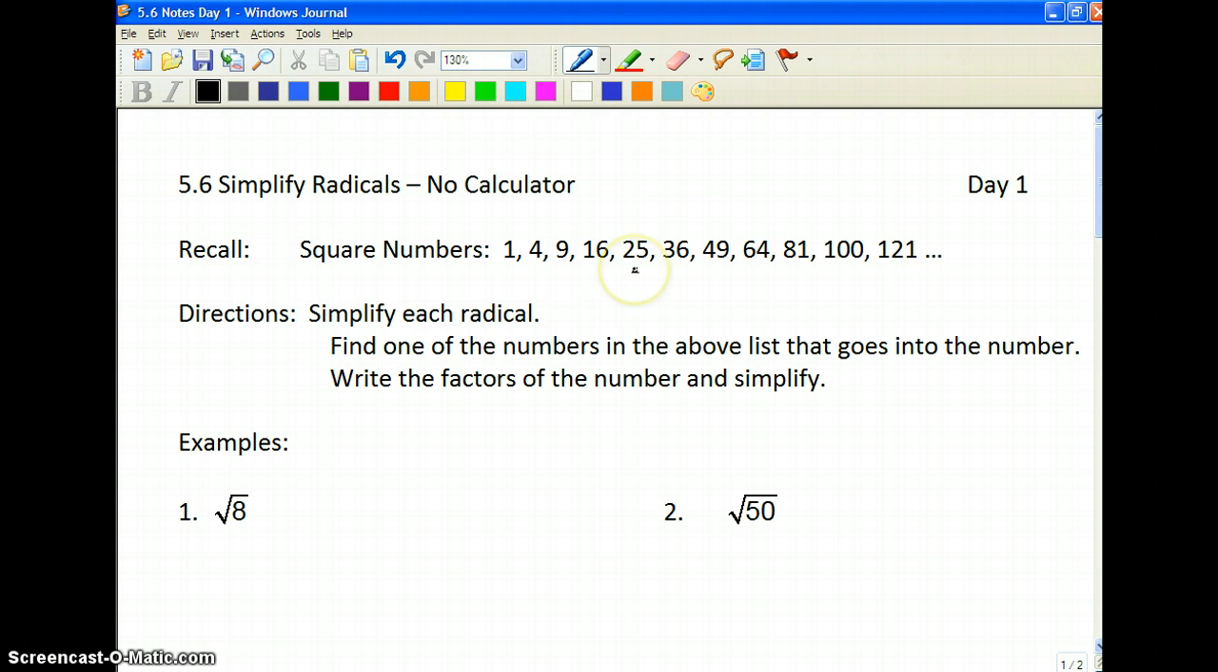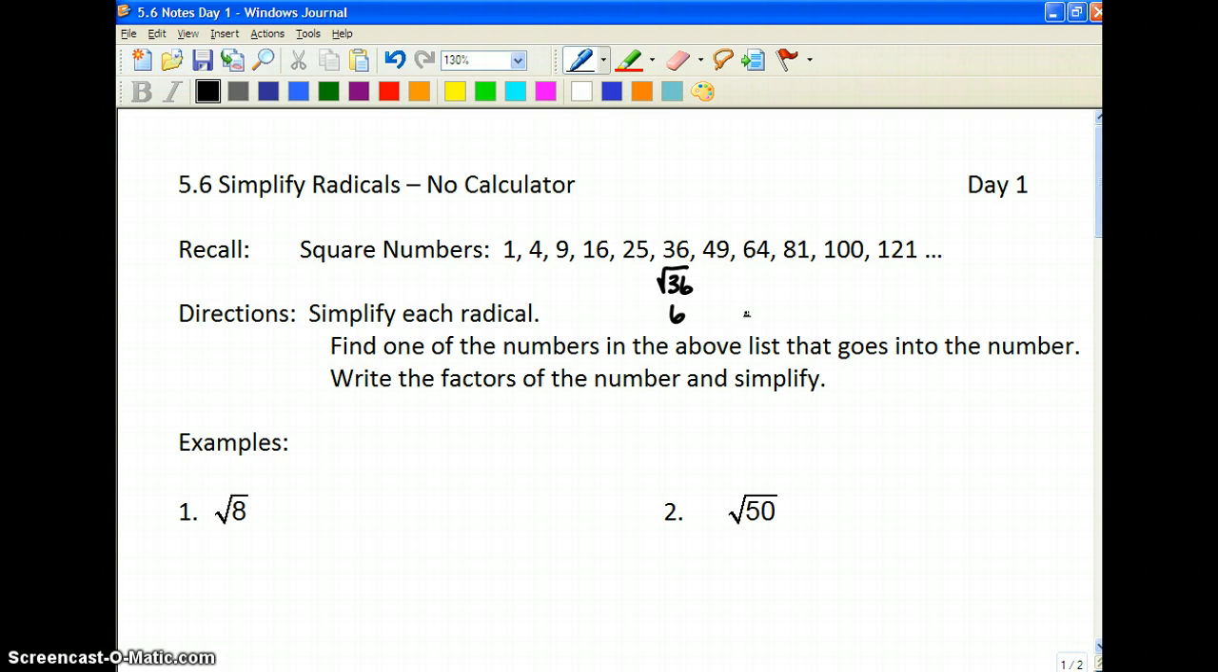What you need to be able to understand is you know how to take the square root of all these numbers. So the square root of 36 is 6. The square root of 49 is 7. The square root of 64 is 8. So that's what we're trying to recognize.